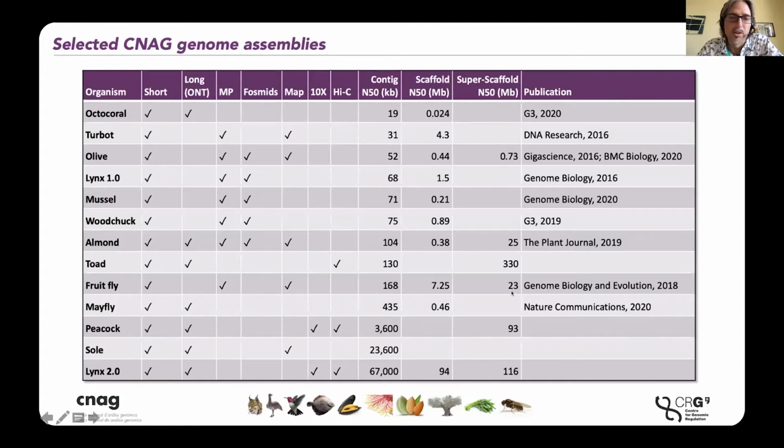And then with additional information from HiC or from linked reads, we can boost these contiguities up even higher. And for example, with the peacock, that's chromosome scale. You can't go any further than 93.